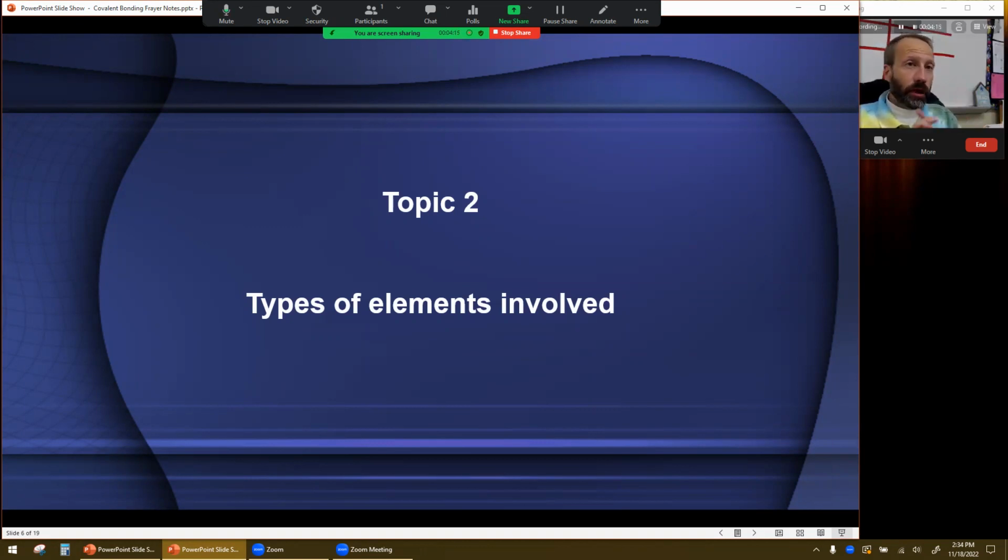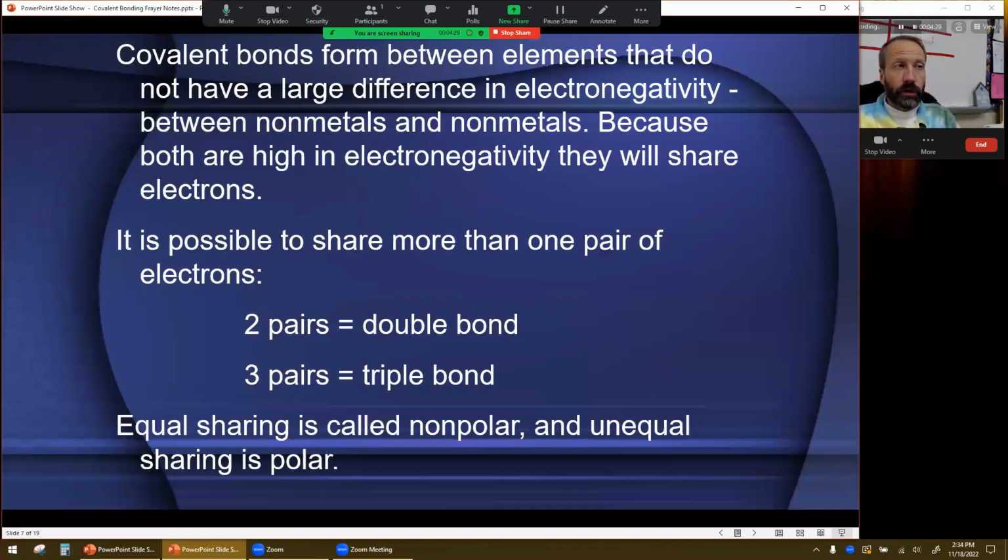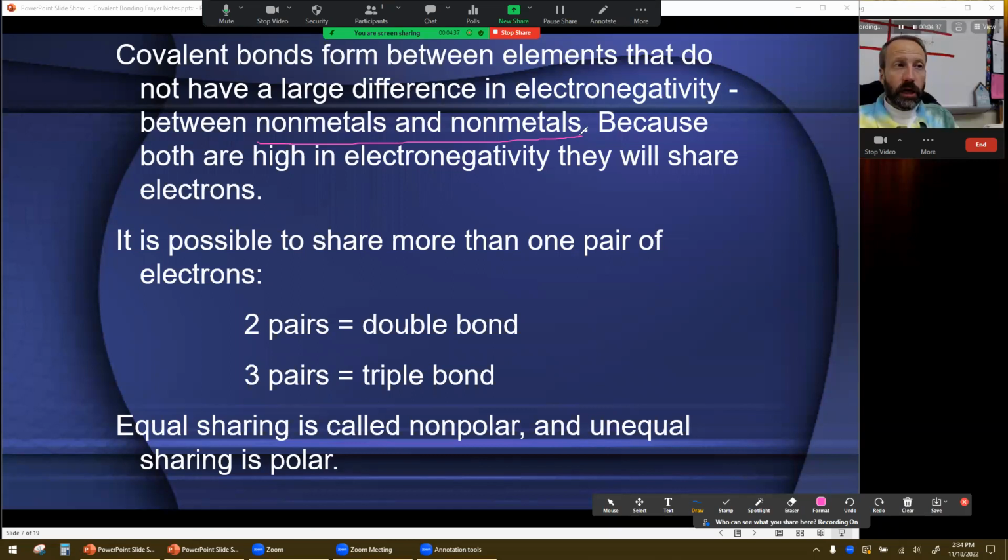Okay, topic number 2, the types of elements involved. How am I going to know, what kind of predicting ability do I have to know it's a covalent compound from just looking at the elements? Well, okay, I'll remind you, last time, ionic was a metal with a non-metal. That was ionic. This is covalent. Okay, covalent is between elements that do not have a large electronegativity difference. In other words, that's between non-metals. So you'd want to write that down.